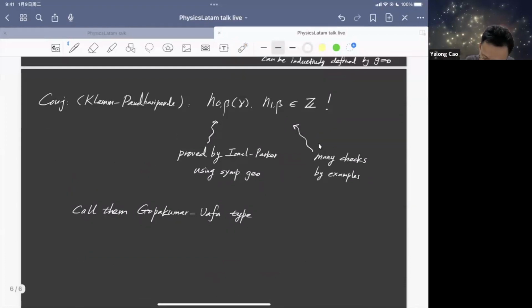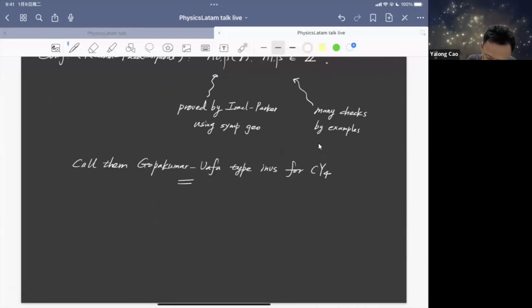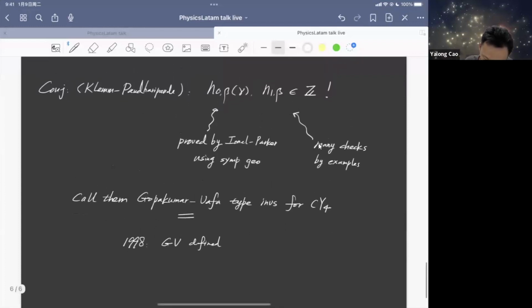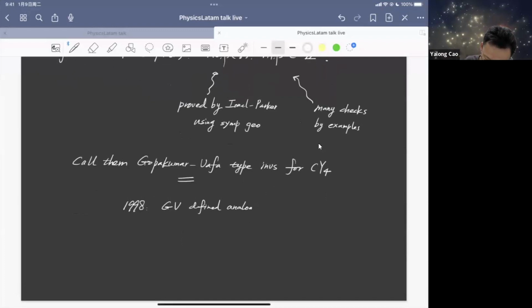A type invariance for Calabi-Yau fourfolds. This name comes from work around 1998, where Gopakumar and Vafa defined this analog of things from Gopakumar-Vafa invariants in the setting of the Calabi-Yau threefold case. Remember, in the Calabi-Yau threefold case, these are homogeneous theories.